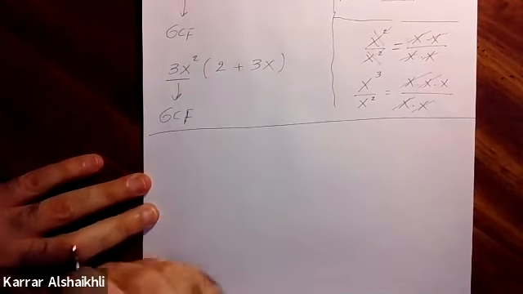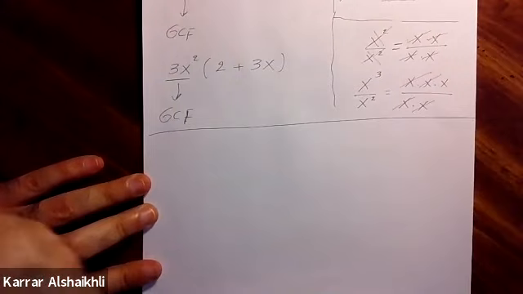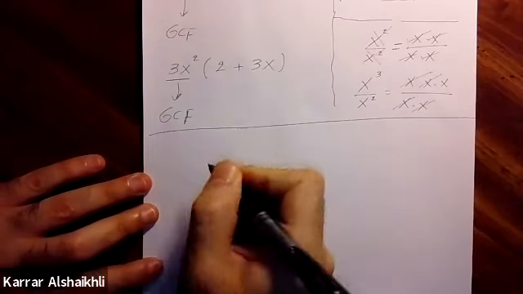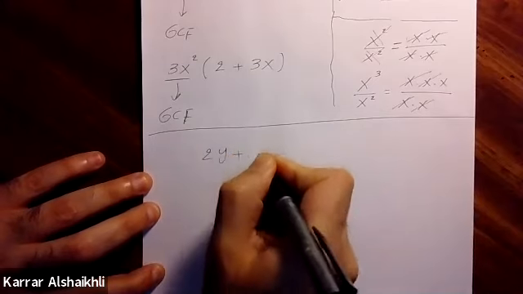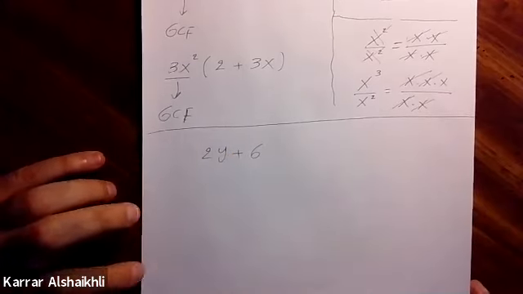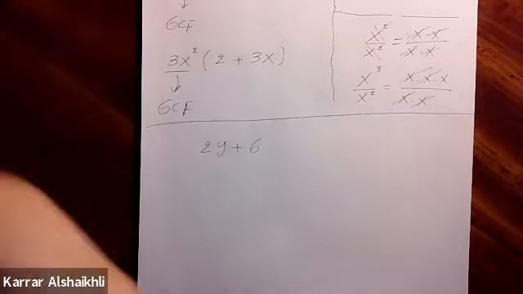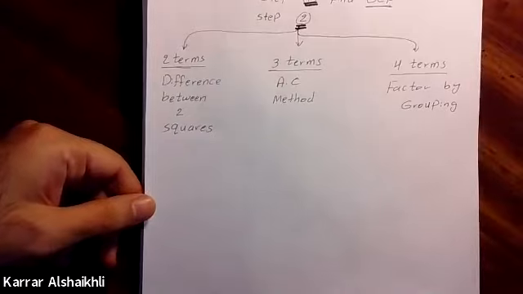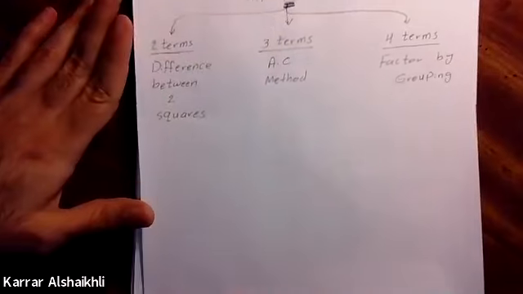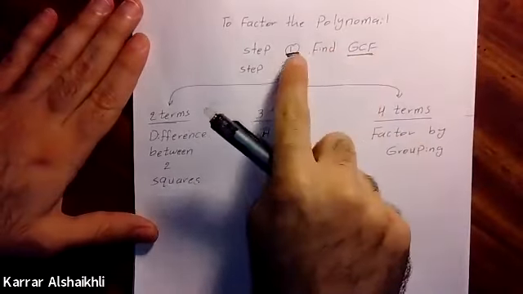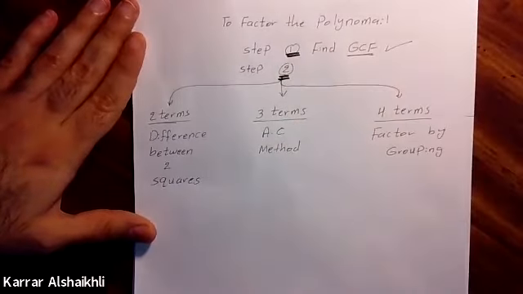So let's do another example. If you have 2y plus 6, they're going to ask you to find... You see, this is simple equations. The first thing always, I'm going to look here. When they ask you to factor the polynomial, the first thing you have to do is always step 1: check if there is a GCF. Always. You have to check if there is a GCF.